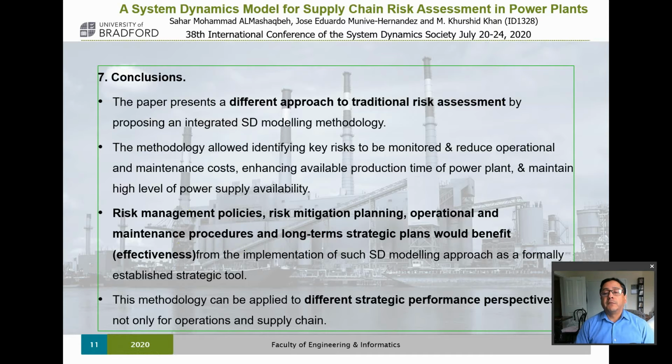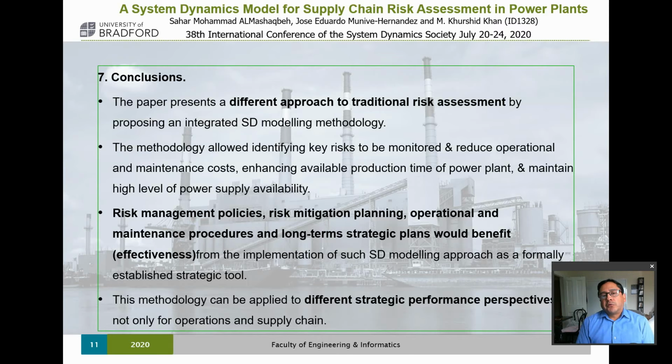That could be, for example, marketing or customer perspective, financial perspective, innovation perspective. And this is something like future research we will try to do, to make the application of this methodology that we have applied for supply chain into other functional areas of the performance of the power plant.